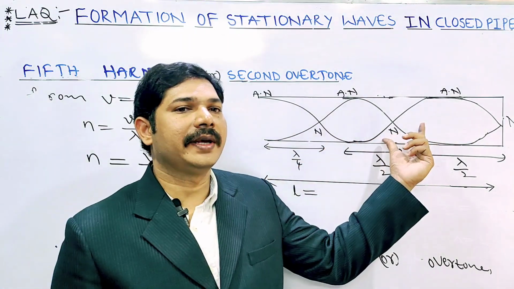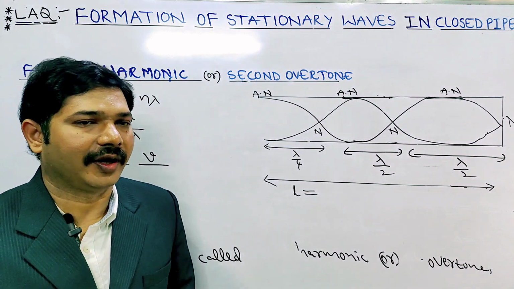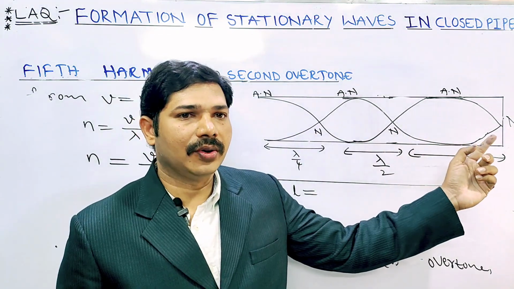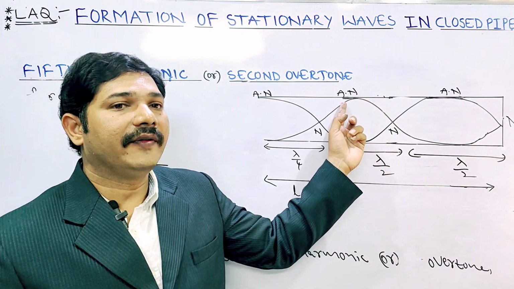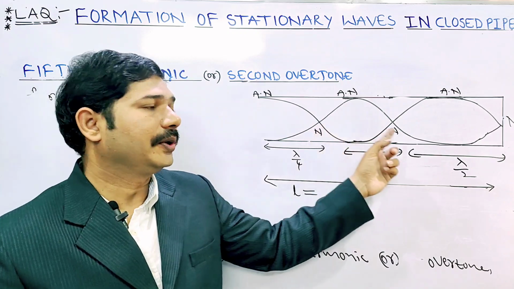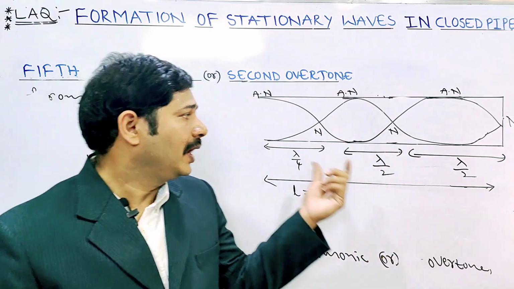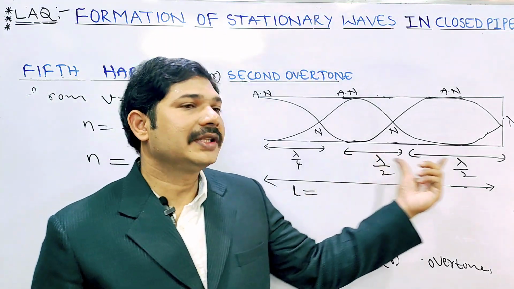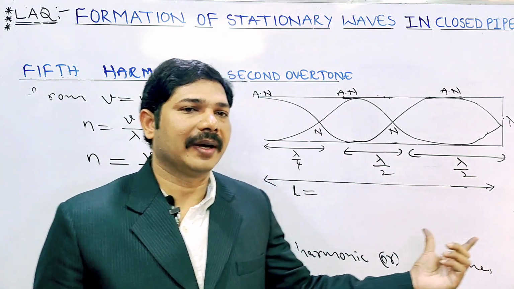Two full segments and one half segment will form. Here antinodes are formed at the open end, and nodes are formed at the closed side. Wherever amplitudes are maximum, antinodes will form. Wherever amplitudes are minimum, nodes will form. For the half segment, the length is lambda by 4, and for the full segments, lambda by 2 and lambda by 2.